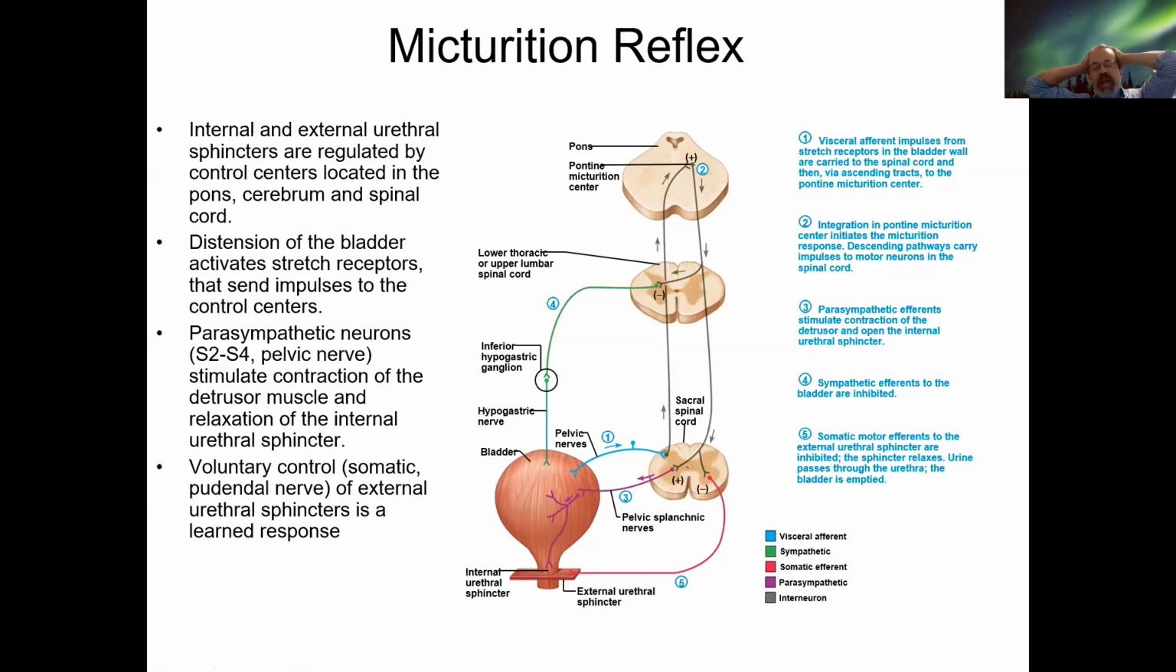This is a learned response. So when you talk about kids being potty trained or not potty trained, when they're not potty trained, basically what happens is we don't have this inhibition to begin with. Part of the development is to have the ability to tonically control the external sphincter, because in kids, when they gotta go, they can't stop it.